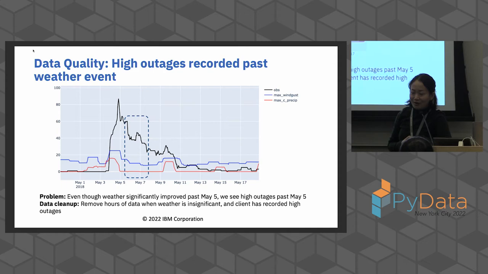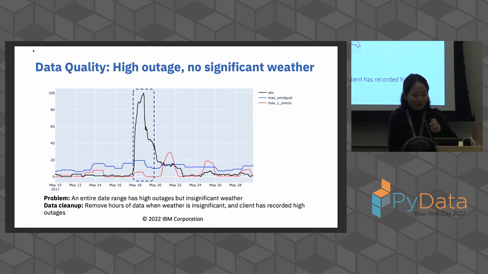So we simply remove those data from the training data. The second scenario is similar to the first one, but less common. The first one is very common. This one is less common. This is where we have a large storm event, where the storm outage is very high, almost 100 outages, and we don't have significant weather to support this storm event. This could be because of inaccurate cost code.